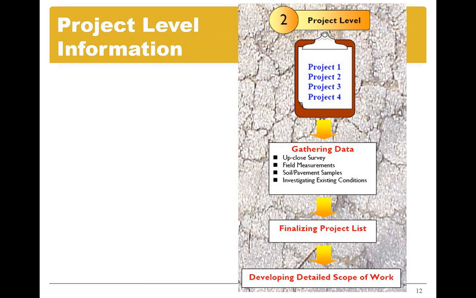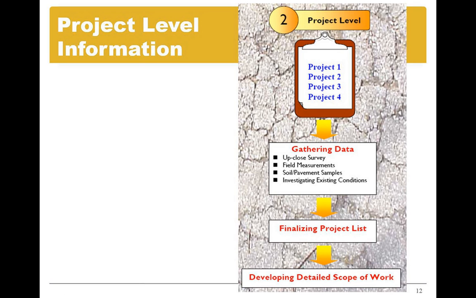So again, this is the level information when it comes to the project PMS level. First of all, you need to identify how many projects: project 1, 2, 3, 4. You need to gather the data, and the data has to include an up-close survey. Now it's very concentrated on this project or projects in particular. We need to have a good amount of field measurements when it comes to severity and extent of each distress that we see. We also would take soil and pavement samples.